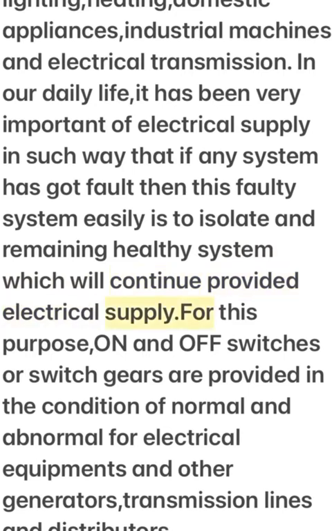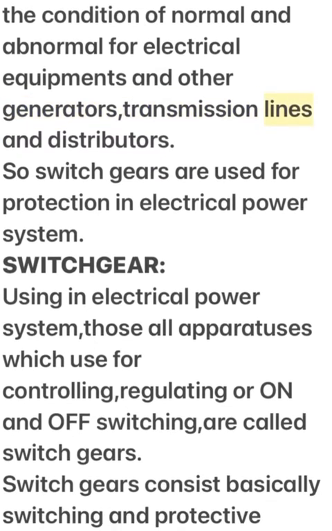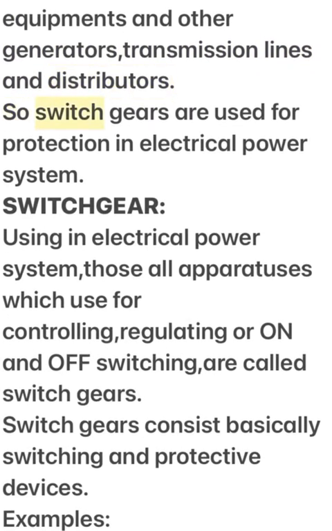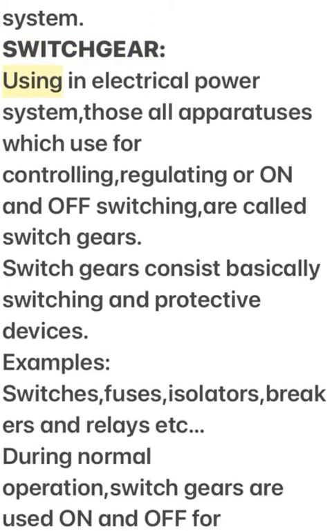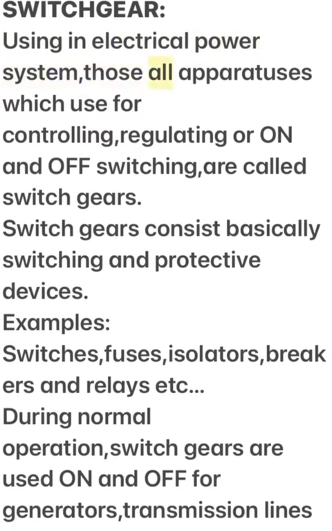For this purpose, on and off switches or switchgears are provided, for normal and abnormal conditions, for electrical equipment and generators, transmission lines, and distributors. So switchgears are used for protection in an electrical power system. Switchgear, in an electrical power system, means all the apparatus used for controlling, regulating, or on and off switching. Switchgear consists basically of switching and protective devices. Examples: switches, fuses, isolators, breakers, and relays, etc.